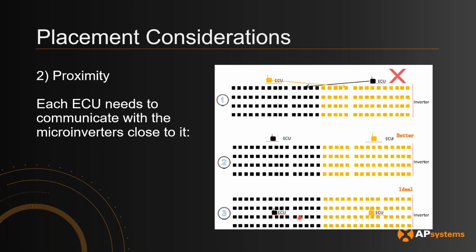So once again, if you have a multiple microinverter, multiple ECU install, the first instinct is to put both ECUs close to each other, when in reality you actually want them to be separate, like in this fashion.